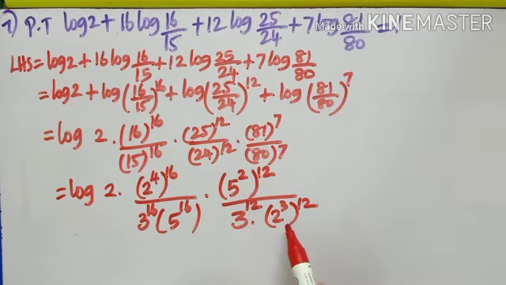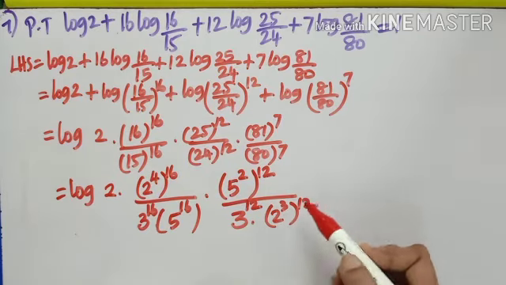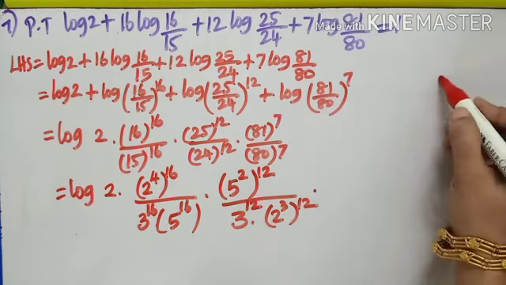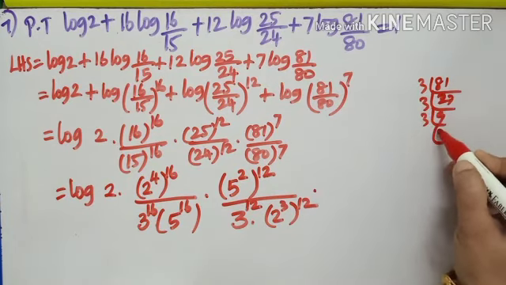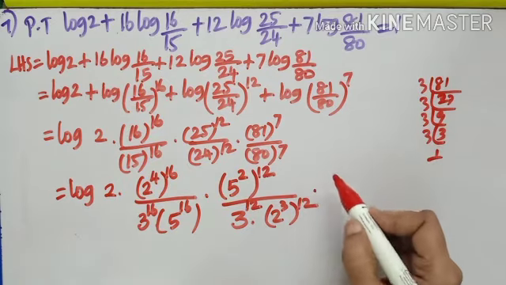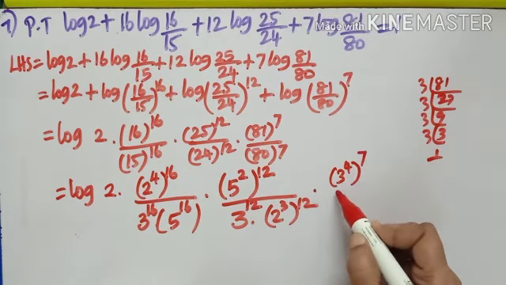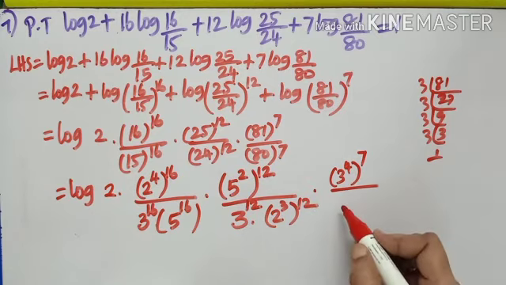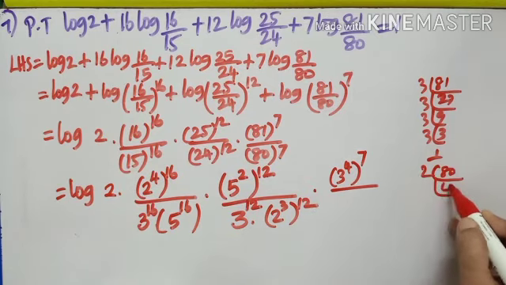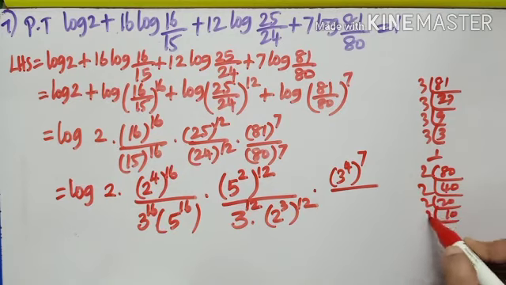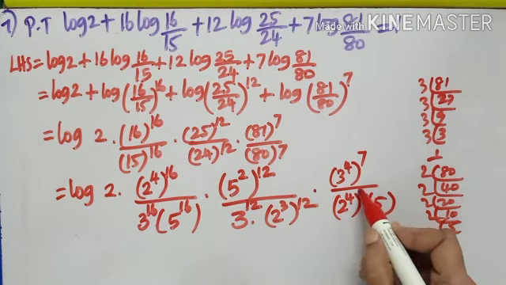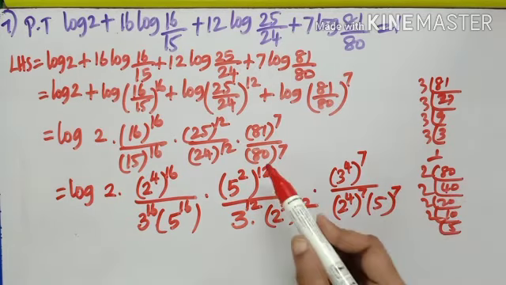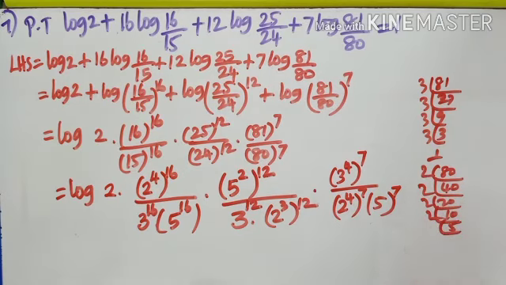24 is 3 into 8. 3 power 12. 8 is further written as 2 power 3 the whole power 12. 81, you can keep on dividing by 3. It is 3 power 4. So 81 is 3 power 4 the whole power 7. 80 can be written as 2 if I divide. It is 2 power 4 into 5 the whole power 7. 80 power 7 is 2 power 4 7, 5 power 7.